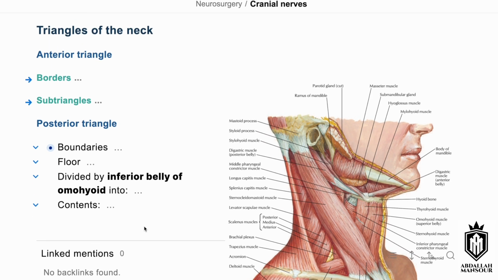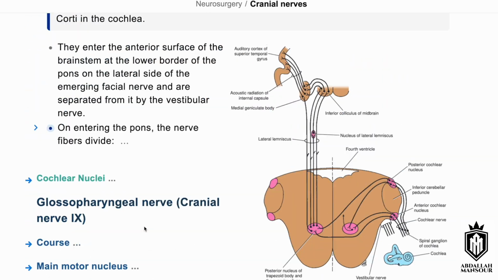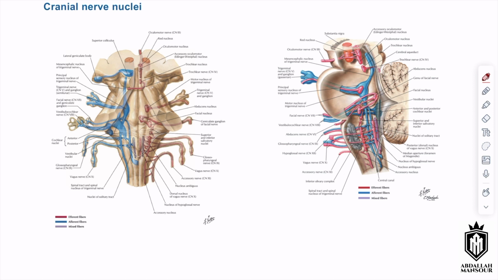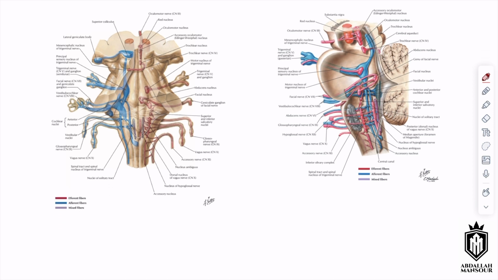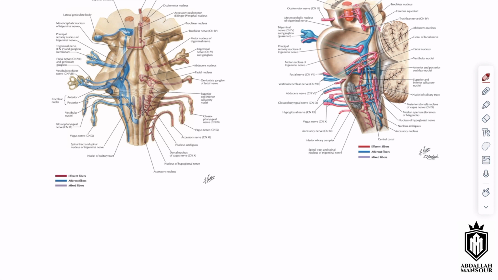All right, so this is today's lecture. In our introduction, I'm going to mention briefly a few things about the cranial nerve nuclei. Of course, we have 12 cranial nerves, so we have 12 pairs. It's very important to say that we have 12 pairs of cranial nerves.